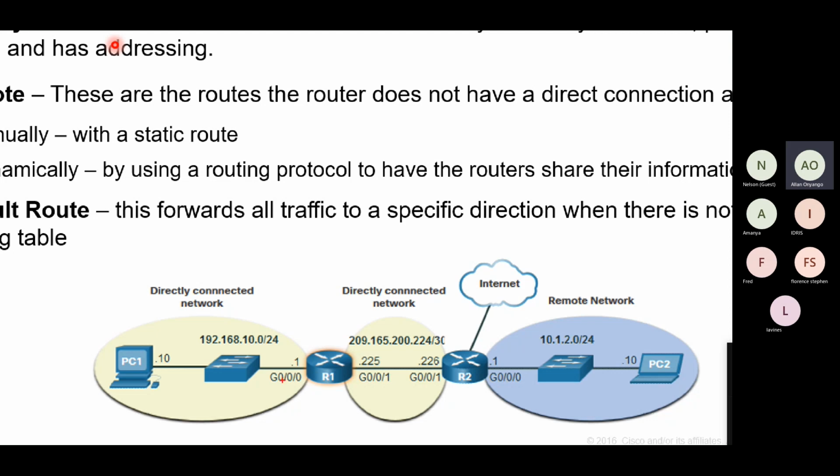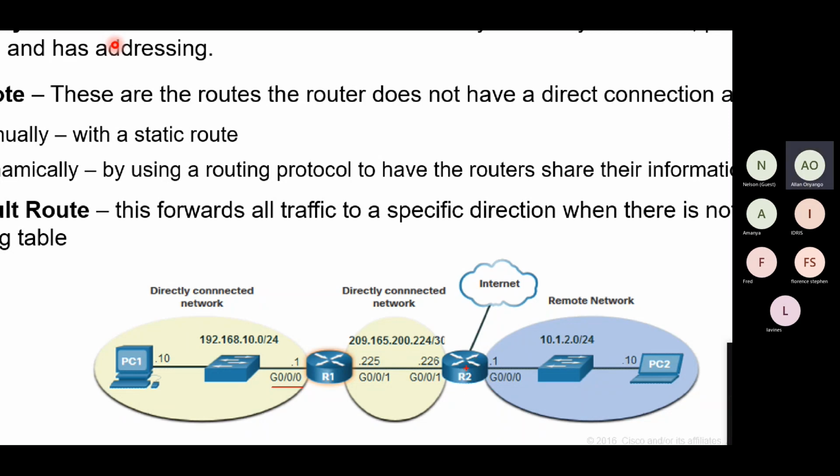If you configure interface G0/0 with the IP address 192.168.10.1, and you also configure interface G0/1 with an IP address of 209.165.200.225, and then activate them using the command no shutdown, then those networks are going to be registered in the routing table as directly connected networks. So directly connected networks are networks that are directly attached to the router. R1 has two directly connected networks.